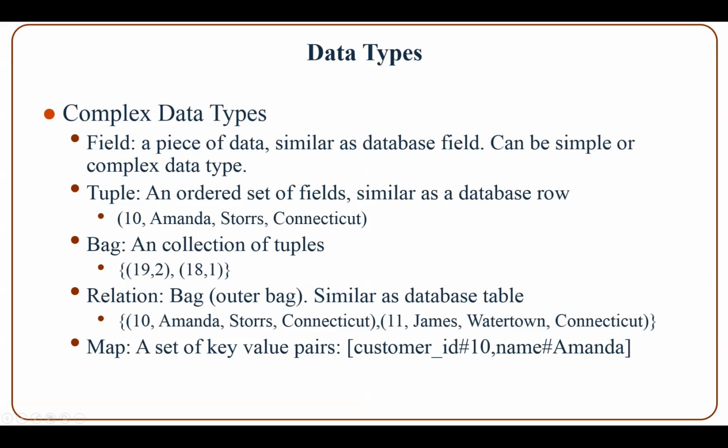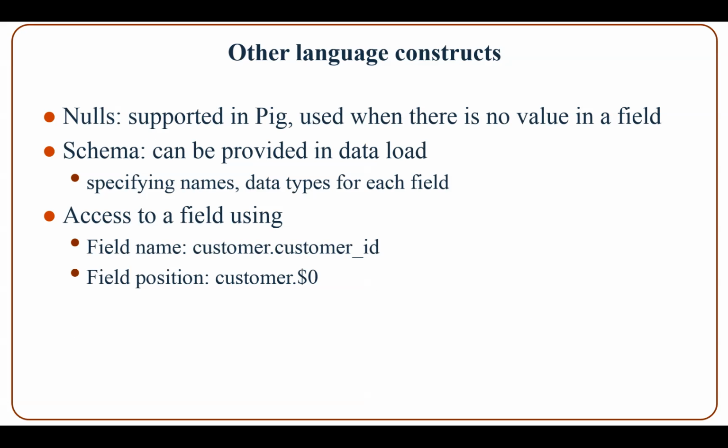And finally, a map is a set of key value pairs. For example, in this map, there are two key value pairs. In the first pair, the key is customer ID and the value is 10, separated by the pound sign. And the second key value pair is name, which is the key, and Amanda, which is the value. Nulls are supported in Pig and are used when there is no value in a field.